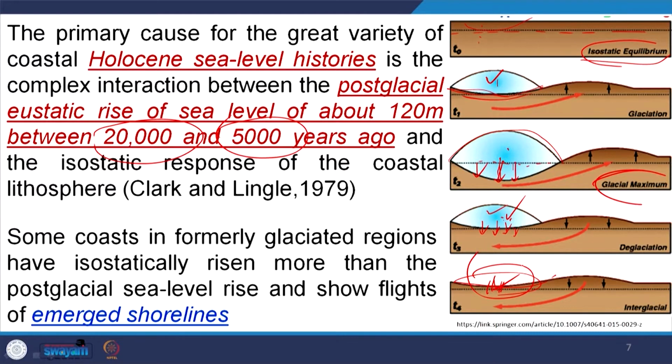Suppose it is moving up at a slower rate as compared to the sea level rise. That means sea level rise is higher than the rate of upliftment, so we are getting marine transgression. Some coasts in formerly glaciated regions have isostatically risen more than the post glacial sea level rise, and so there is a flight of emerged shorelines. Here marine regression is there, and once marine regression is there, the coast is emerged. So, emerged shoreline is there.